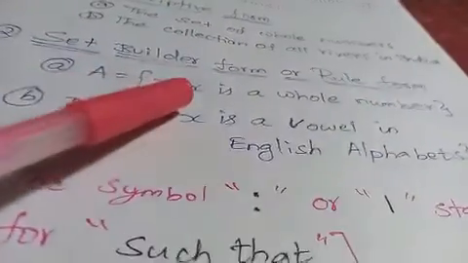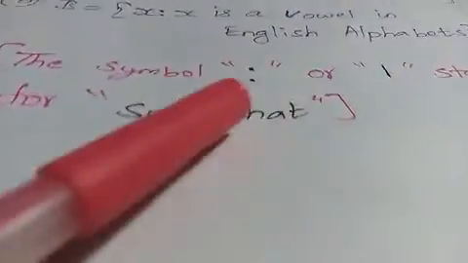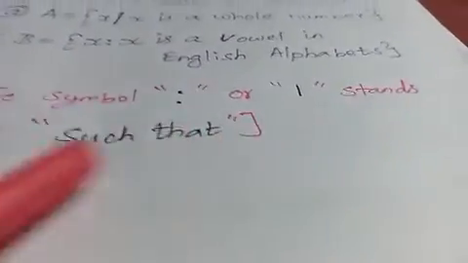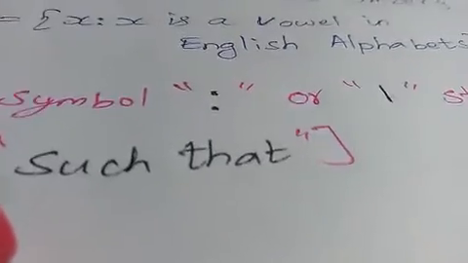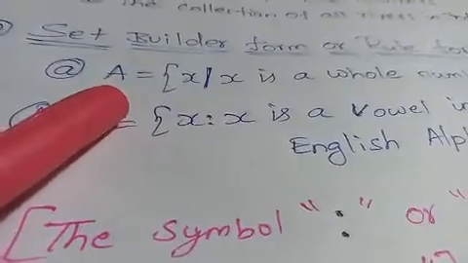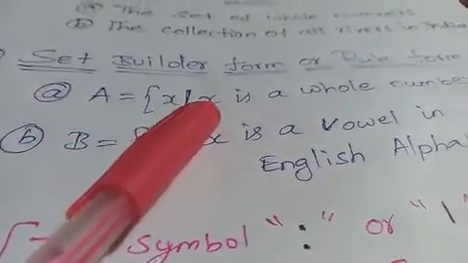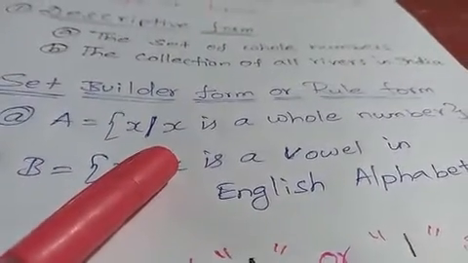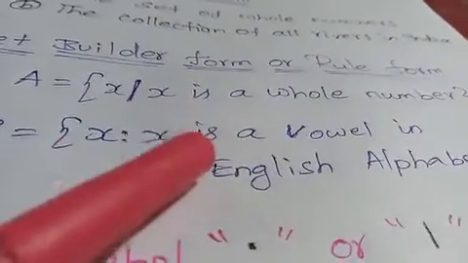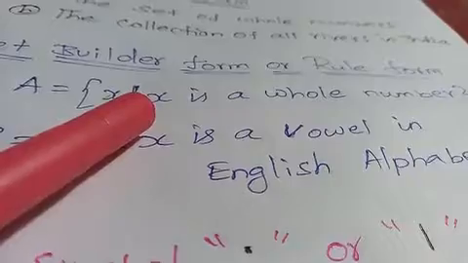Here, a slash and a colon symbol are used. The symbol colon or slash stands for "such that", and we have to read it as "such that". So set A is x such that x is a whole number. Set A has whole numbers. Set A is x, where x belongs to whole numbers.